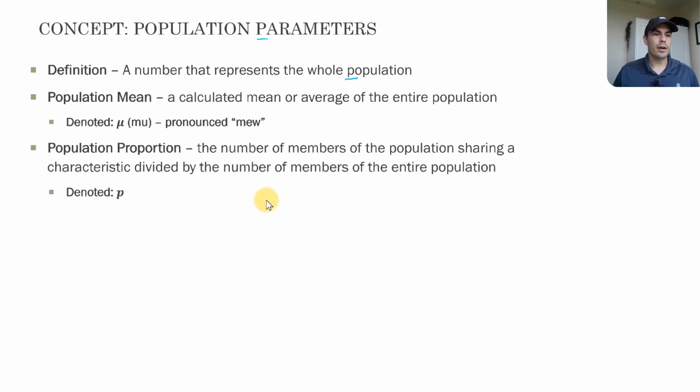Okay, and also we have population proportions. That is the number of members of a population sharing a characteristic divided by the number of members of the entire population. So it's very similar to our sample proportions that we looked at in a previous video, and we're just going to denote that with a lowercase p.